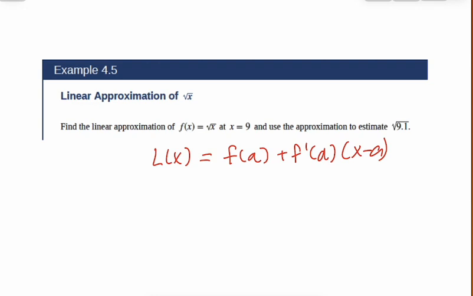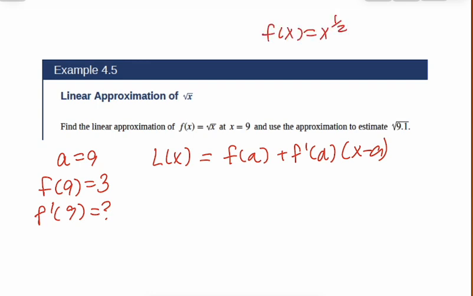Now, we are going to use an a value of 9 because that's going to help us. Okay. So we know that f of 9 is 3 because our formula is the square root of x. Let's find f prime at 9. Well, let's think about f of x. If we were doing the square root as a derivative, we would want to rewrite that in power notation. So f of x is x to the 1/2. So the derivative of that is 1/2 x to the negative 1/2. Remember, the 1/2 drops down in front. The power goes down by 1.